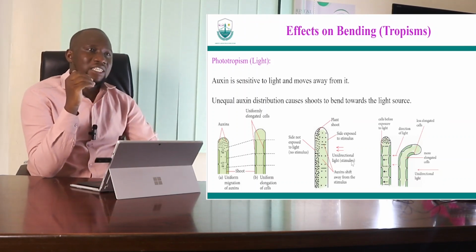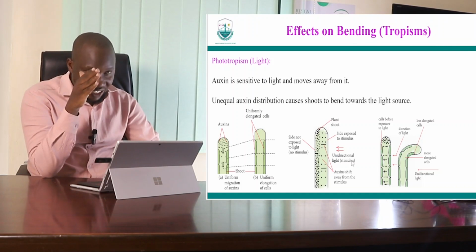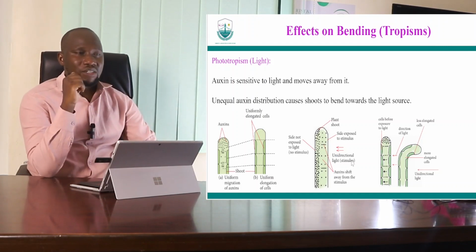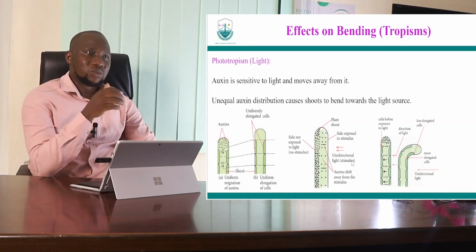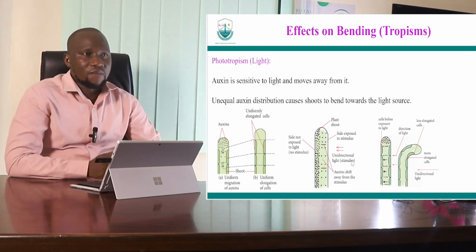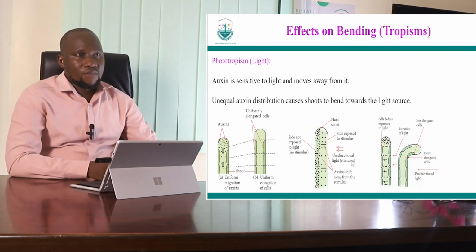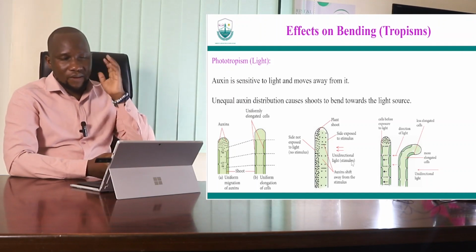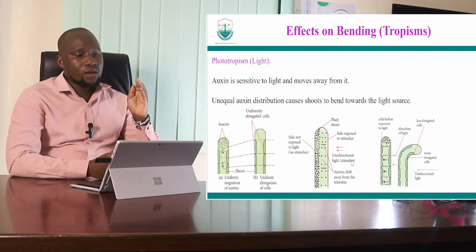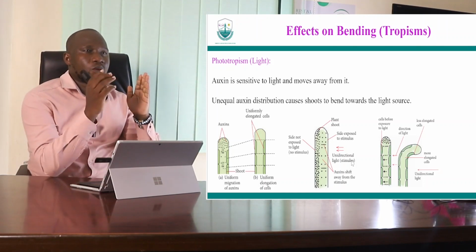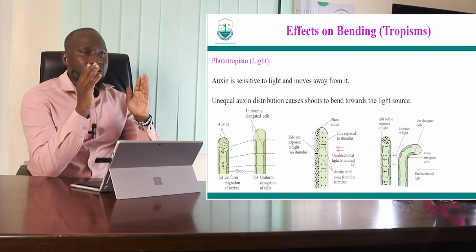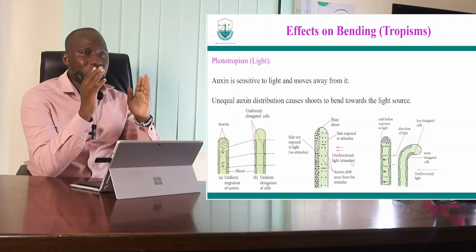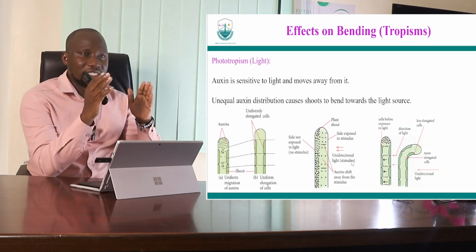That's what we ended at. But what causes that growth towards that direction is what we are going to look at, and also in other types of trophisms. So here, the emphasis is that you need to remember that auxins are actually sensitive to light.